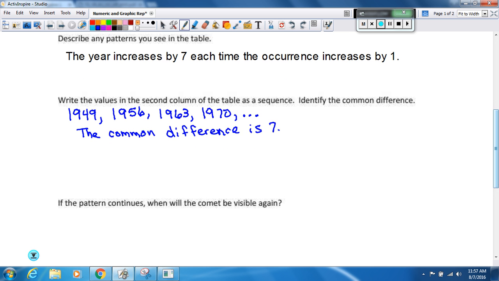If the pattern continues, when would the comet be visible again? Well, if the last one listed is 1970, and you're going to add 7 years to that, 1977 is when it would be visible again.